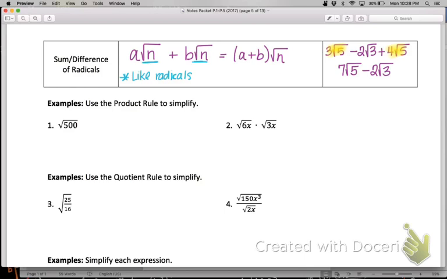Okay? So let's look at a few examples where we're going to use these products. So using the product rule, the square root of 500, I mentioned yesterday, you need to know your perfect squares, and this is a perfect example of why.